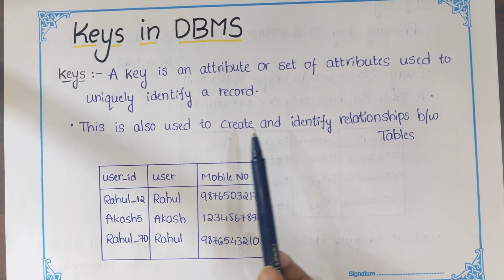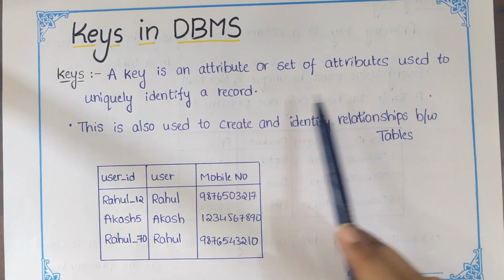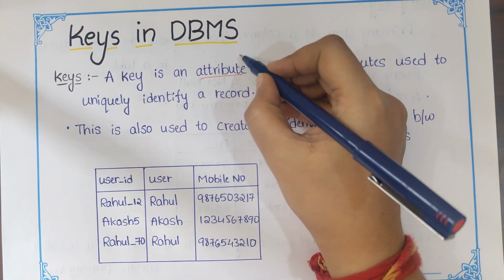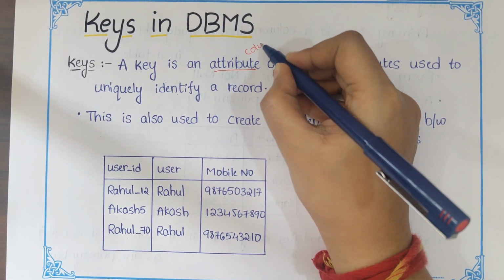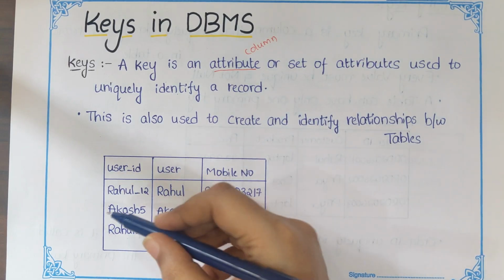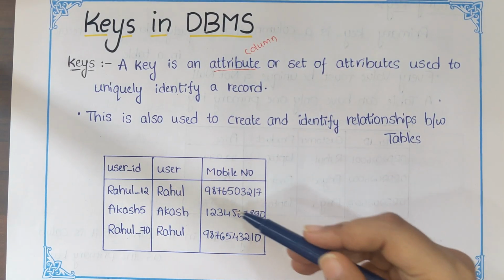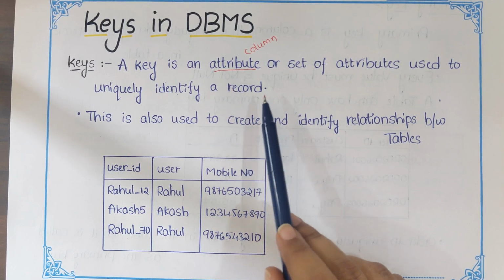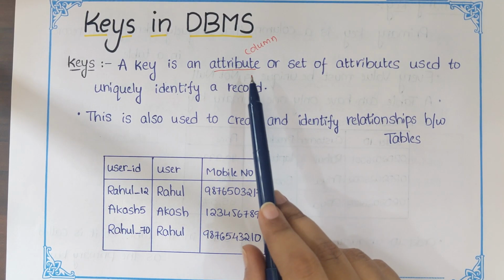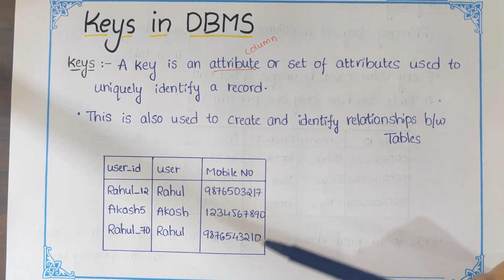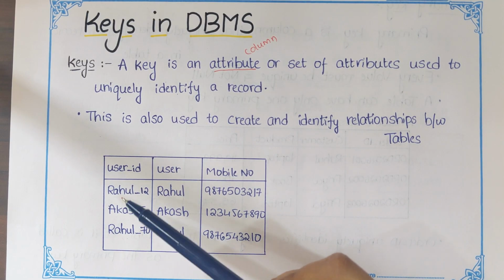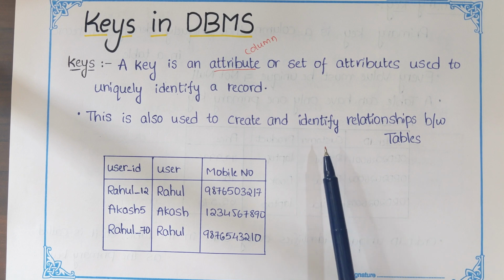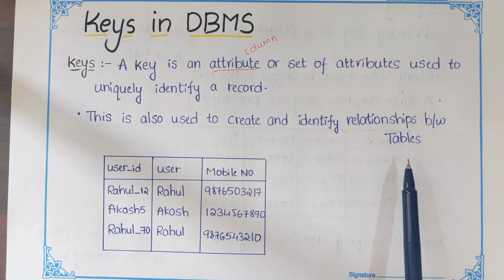A key is an attribute or set of attributes used to uniquely identify a record. Here, an attribute is nothing but a specific individual column. Like these things, a separate individual column is known as an attribute, and a record is nothing but a specific individual user's details. This is mainly used in relational databases, which store data in the format of rows and columns. It is also used to create and identify the relationships between tables.